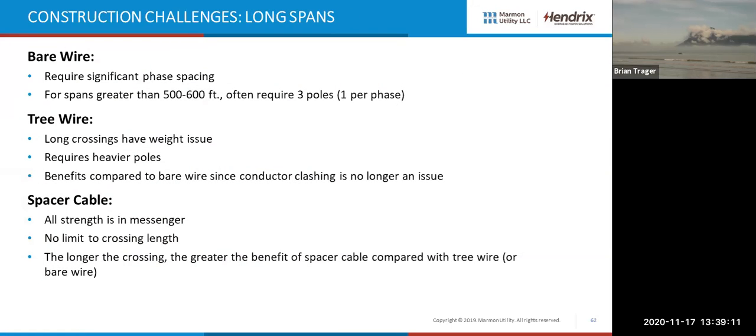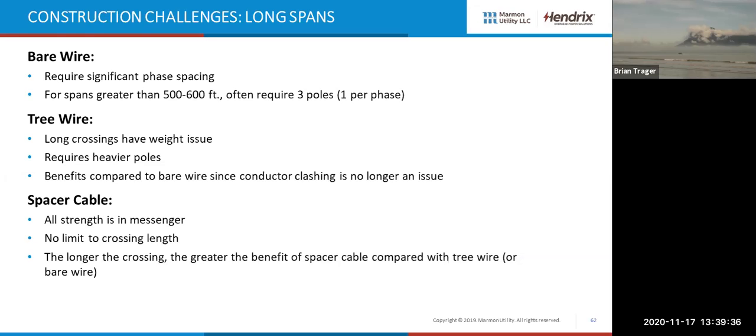How about long spans? Well, bare wire requires significant phase spacing. And for spans greater than 500-600 feet, I often require 3 poles. Tree wire, long crossings have a weight issue. I require heavier poles. But there's certainly benefits with tree wire compared to bare wire, since if I have conductor clashing, it's no longer an issue.